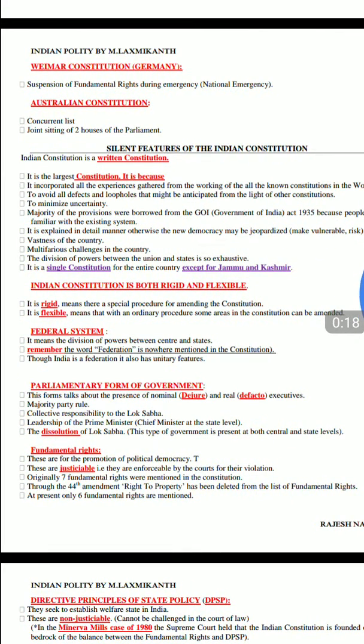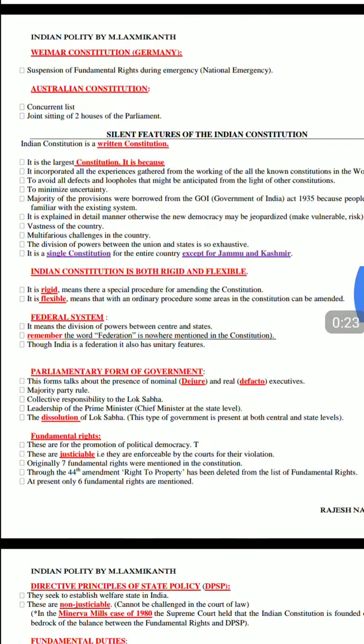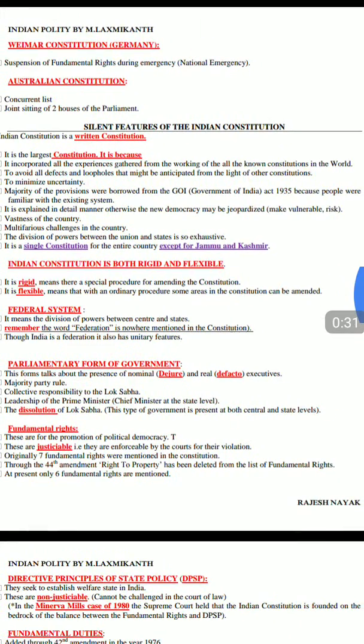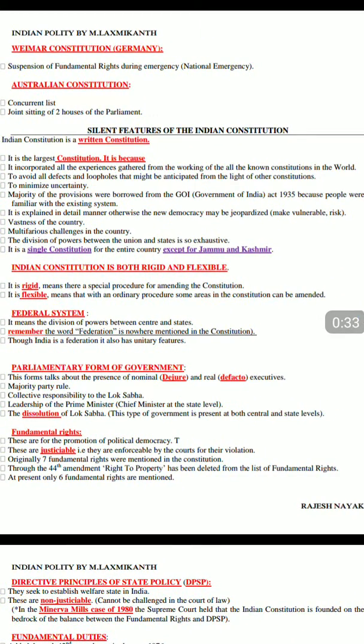So the topic that we are going to start is called the salient features of the Indian Constitution. So what are the features of the Indian Constitution? India has a written constitution. It is the largest constitution.